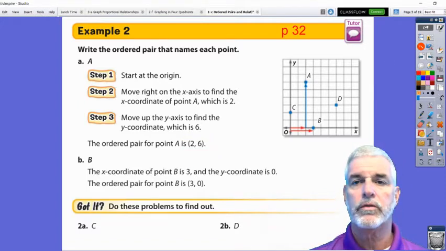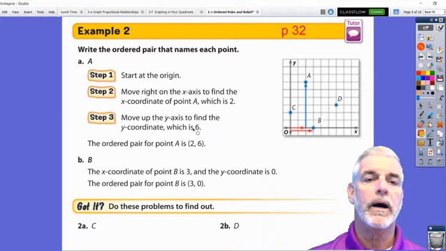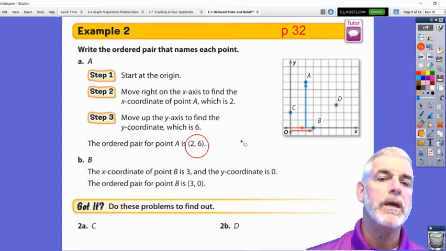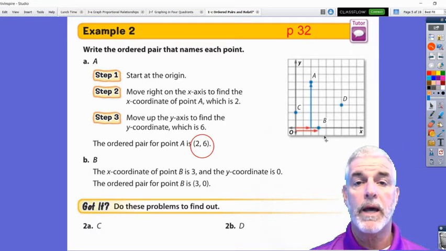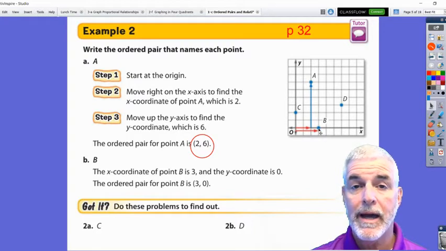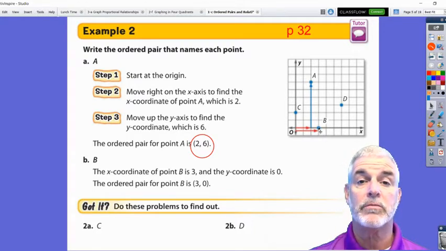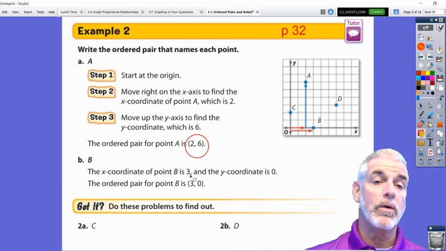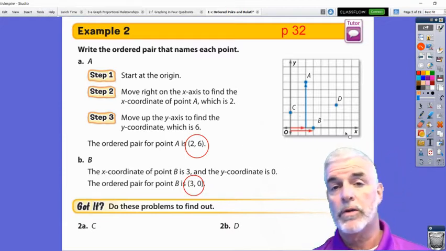2, 6, right? The coordinate of point B, well, the x coordinate is 1, 2, 3. And it's on the x-axis. It doesn't move up or down at all. That makes it 3, 0. Okay. So there are 2 other points on here.